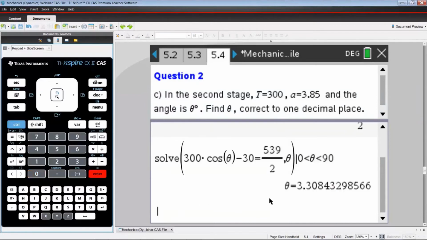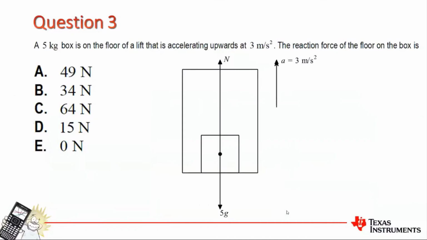So correct to one decimal place, the value of theta is 3.3. We have theta degrees over here, so the value of theta is simply 3.3. Okay, so moving on to the next question.